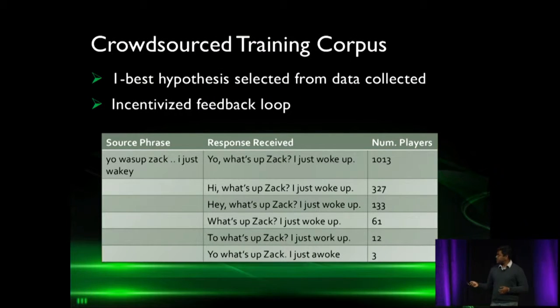So once we collect data, that's exactly how it's going to look. You're going to have a source sentence and multiple target sentences. And you have multiple people agreeing on one particular hypothesis. And just by selecting the one best hypothesis, we are collecting a parallel corpus of slang to grammatical text.